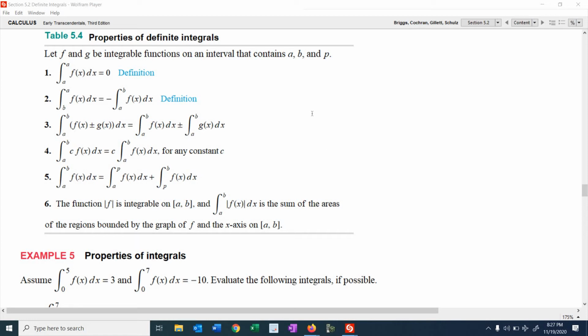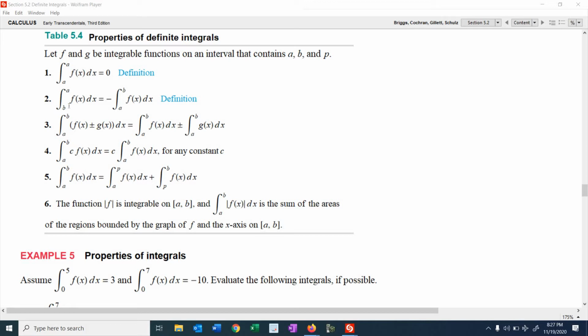Hello again. In this video, we're going to go over some of the properties of definite integrals. So let's suppose f and g are integrable functions on an interval that contains a, b, and p. Okay, so the first property. The definite integral from a to a of f of x is equal to 0. And that's because the area trapped between the function and the x-axis in that case would have to be 0.